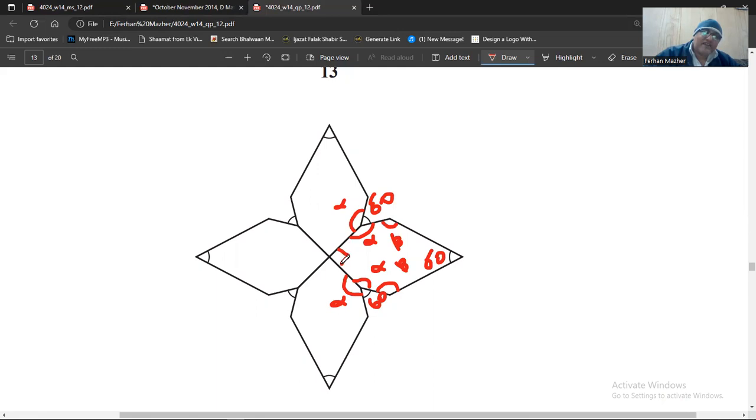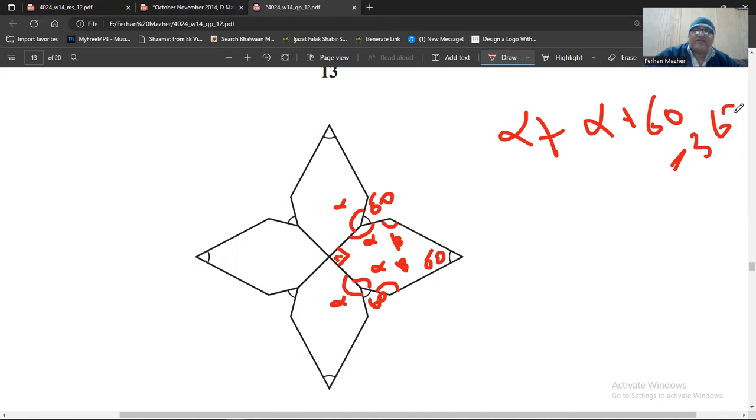How much is this angle? This is 90 degrees. How do I know this is 90? Because this is 360 divided into 4 parts. 360 divided by 4, that's 90. So I can find the alpha. Alpha plus 60 will be equal to 360. From here, I can find the alpha. Once I know the alpha value, then I can find the beta also.